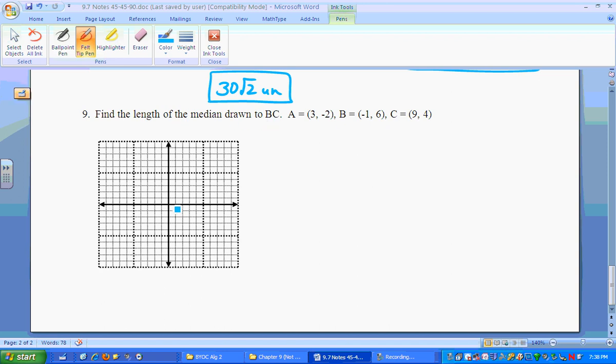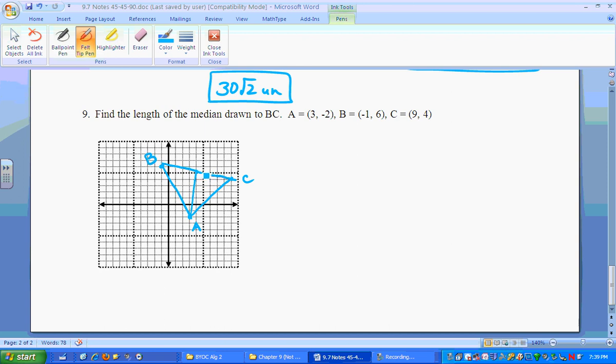Okay, well, let's draw the picture out first. We've got A at 3, negative 2. 1, 2, 3, down 1, 2. There's point A. We have over negative 1, up 6. B. We've got over to C. We've got 9, up 4. C. So when we draw this in, here's our figure. Triangle.